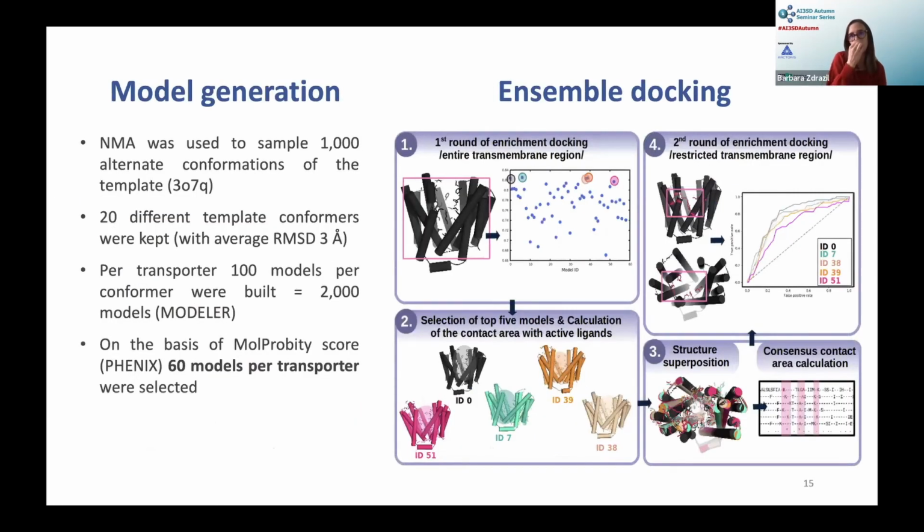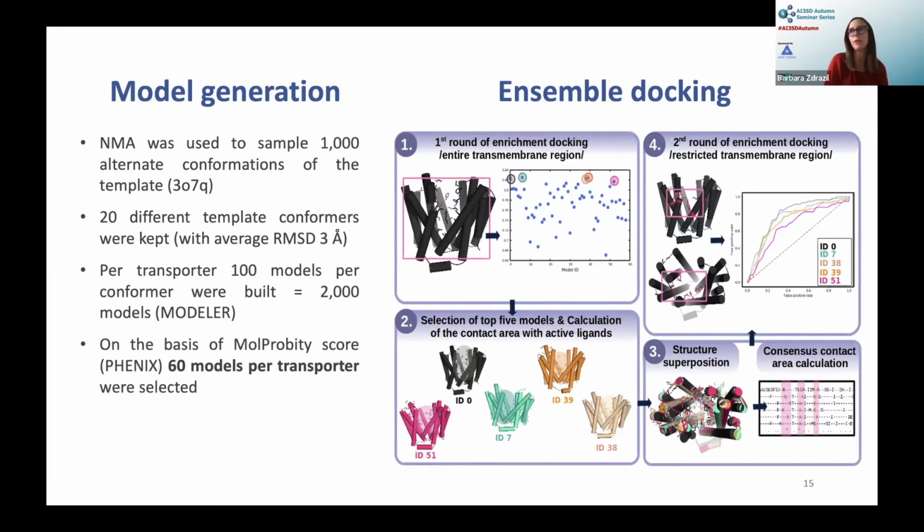And then we performed our model generation and ensemble docking approach. As I said, we built a large number of models. We really wanted to have, as much as we can, an unbiased approach here. So we sampled 1,000 alternate conformations of our template. Maybe I didn't mention this before: the conformational sampling was based on the template and not on the models that were later built. So 1,000 different conformations, and then we selected 20 different conformations on the basis of RMSD. So we selected the most diverse structures.